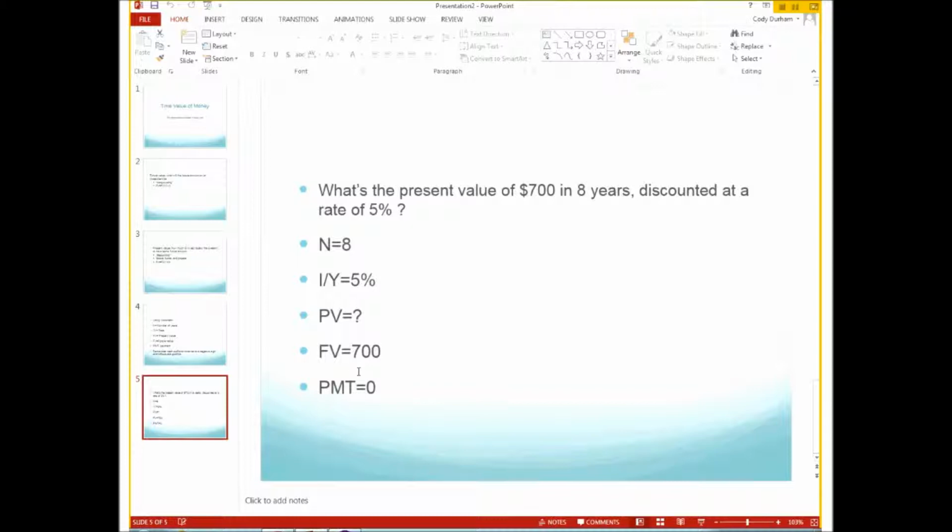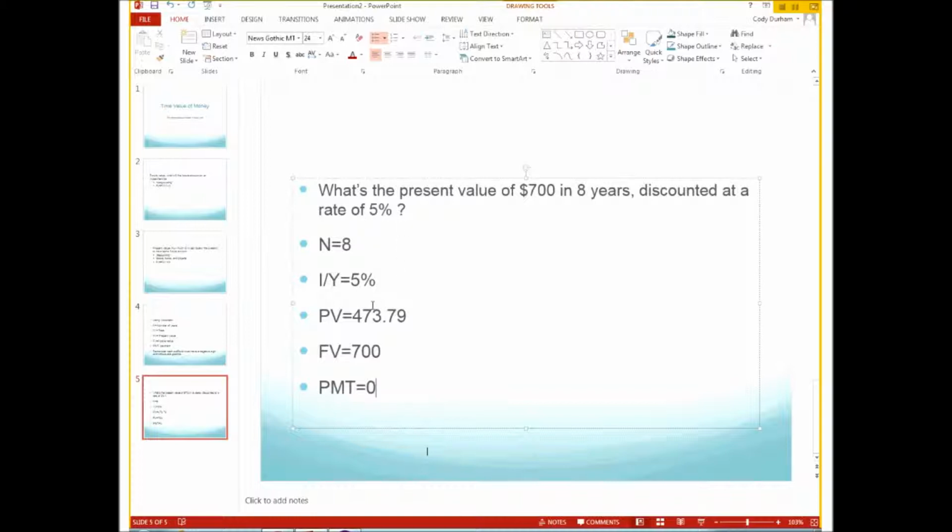Sometimes if you get an answer that just doesn't seem right, always make sure to go back and check that you cleared your calculator and didn't leave the payment from a previous problem, because that'll give you a wrong answer. It needs to be at 0. So when we do this, we end up getting that the present value of this investment would be $473.79.